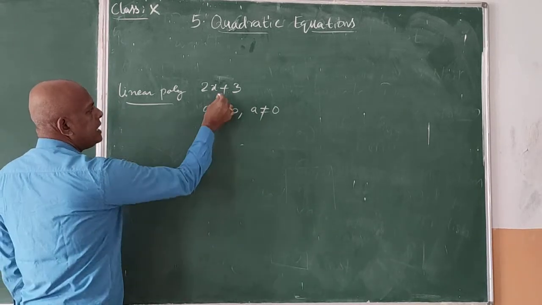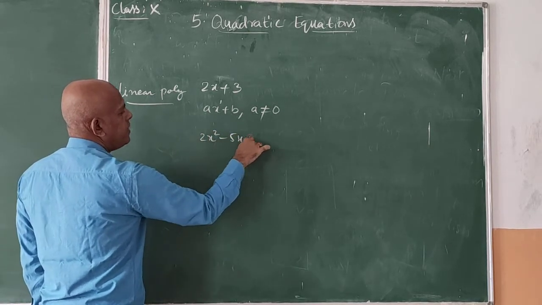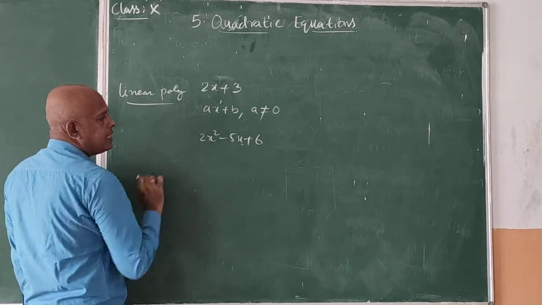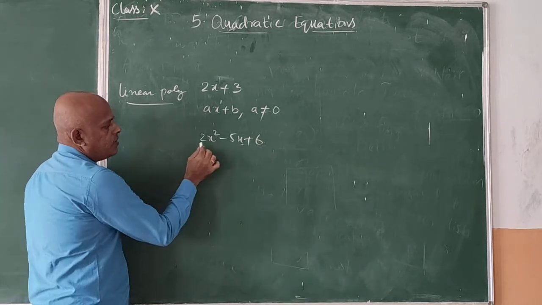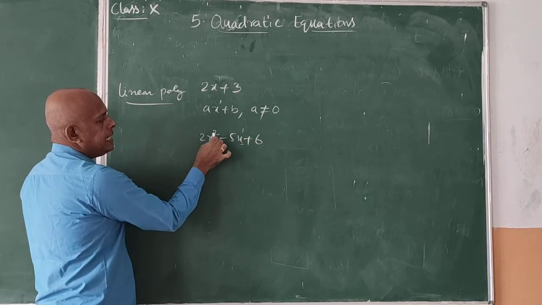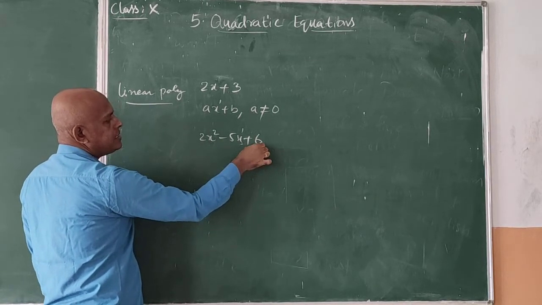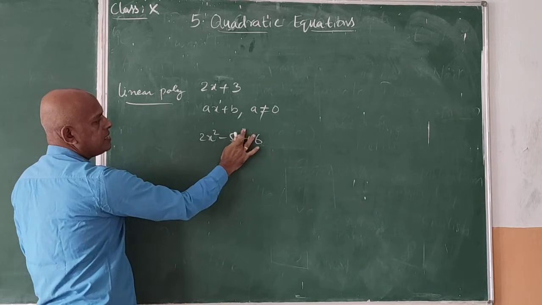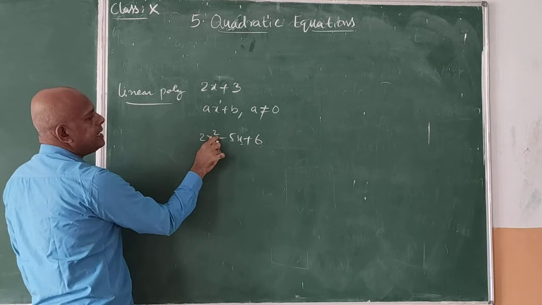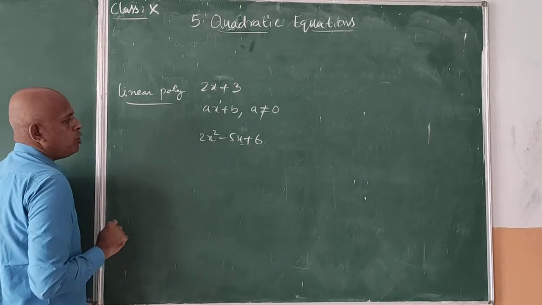Next, the degree 2 polynomial: 2x square minus 5x plus 6. What is its degree? 2. There are 3 terms. The constant term has degree 0, this term has degree 1 because the power of x is 1, and this term has degree 2. So overall the highest degree is 2, and that is the degree of this polynomial.